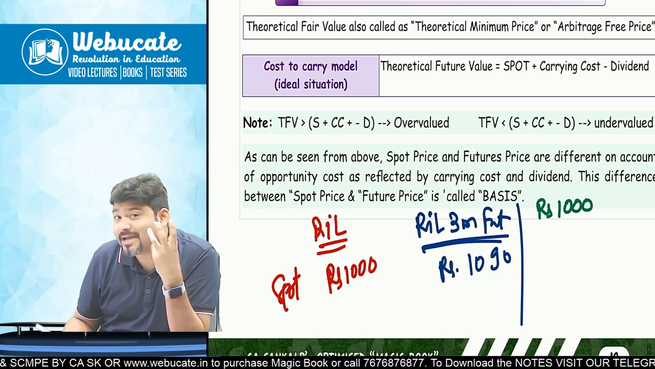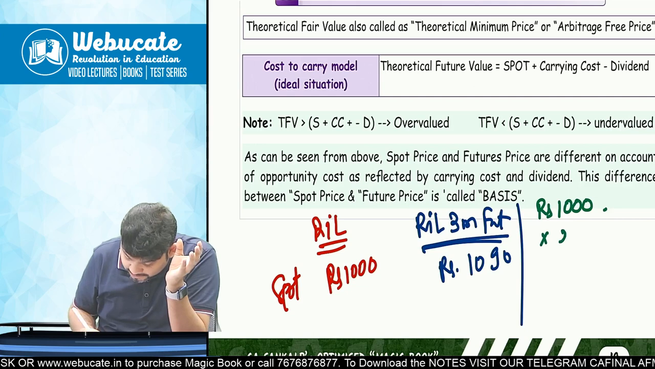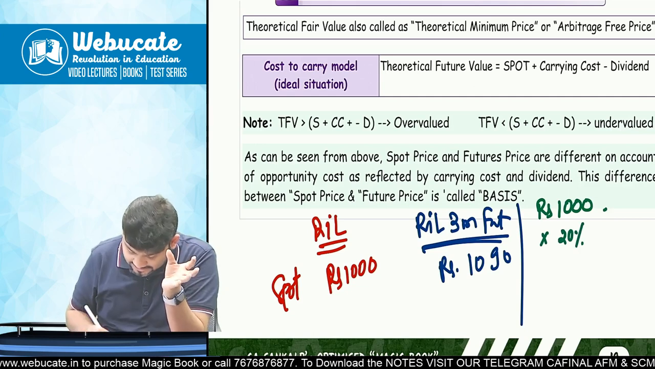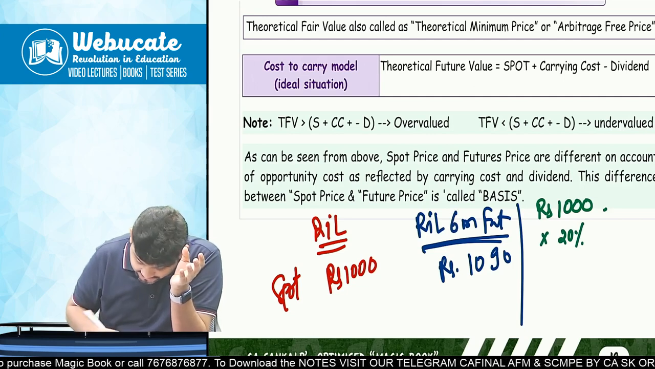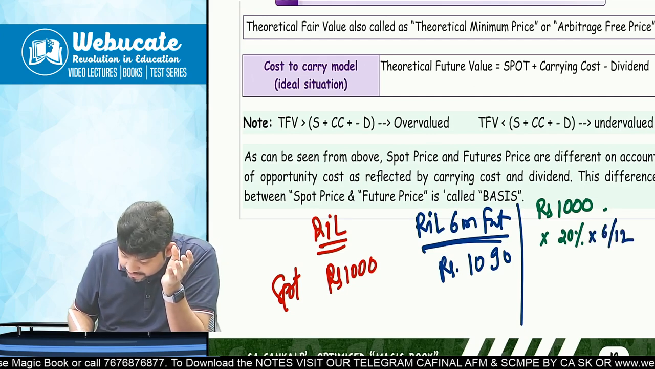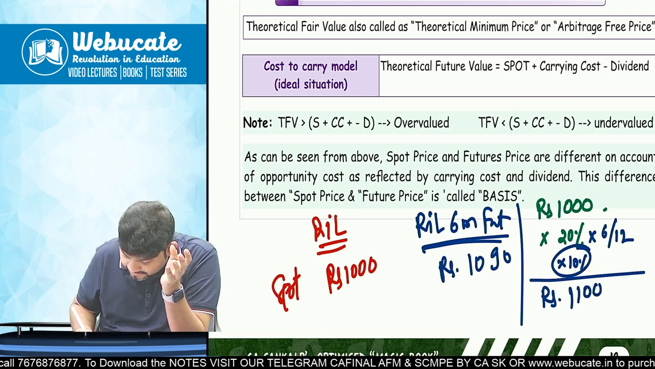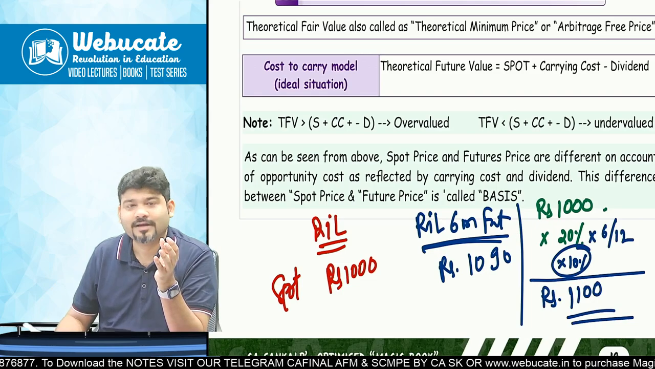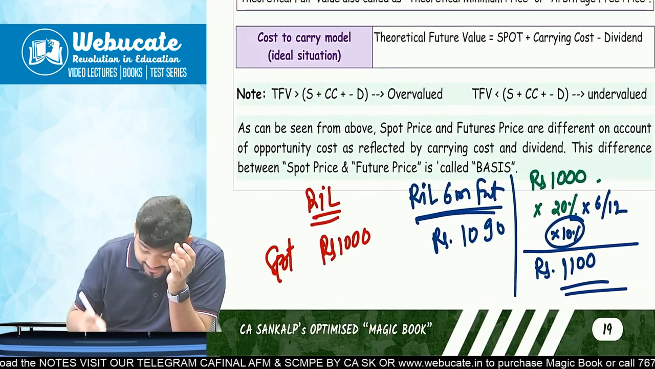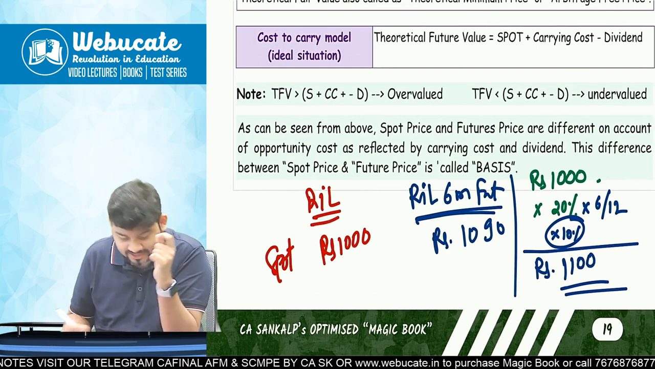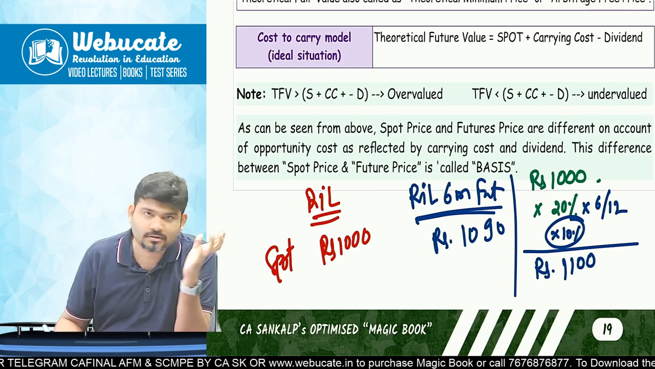So basically I am getting a benefit of how much? Of the current interest rate. Now this 1000 rupees I am able to save, suppose it is at 20%, and this Reliance future is for say 6 months. So 20% into 6 by 12, so it will be 10%. So this will become say 1100. Now ideally, I should be paying 1100 for a spot 1000 Reliance future.